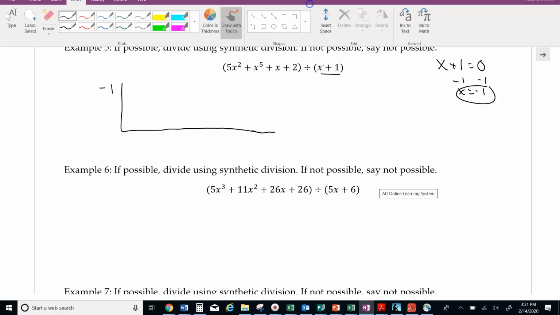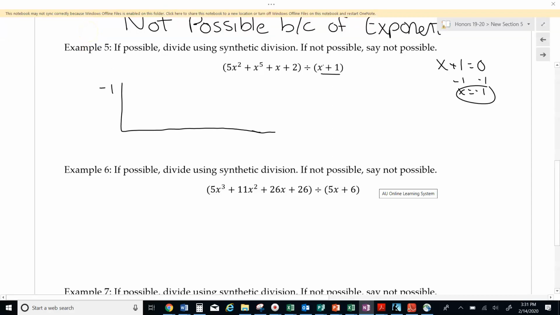Now, this is all sorts of out of order, so I'm going to fix that first, right? I have 5x squared plus x to the fifth plus x plus 2. Again, I want to make sure my coefficients go in decreasing order of exponents. So my highest exponent is x to the fifth. Then x to the fourth, I have none. I have no x cubed. I have 5x squared. I have an x and a plus 2.